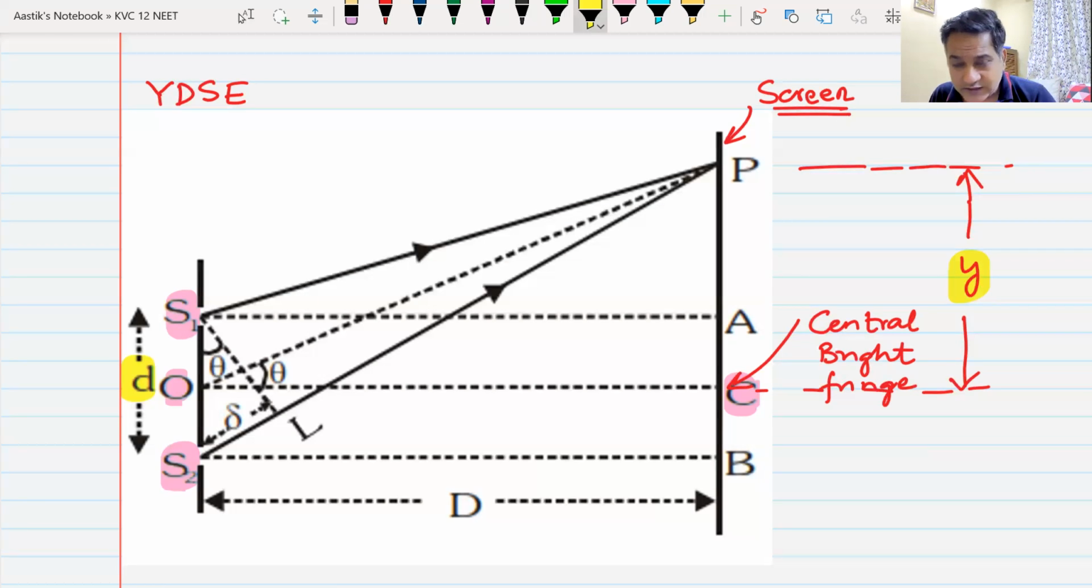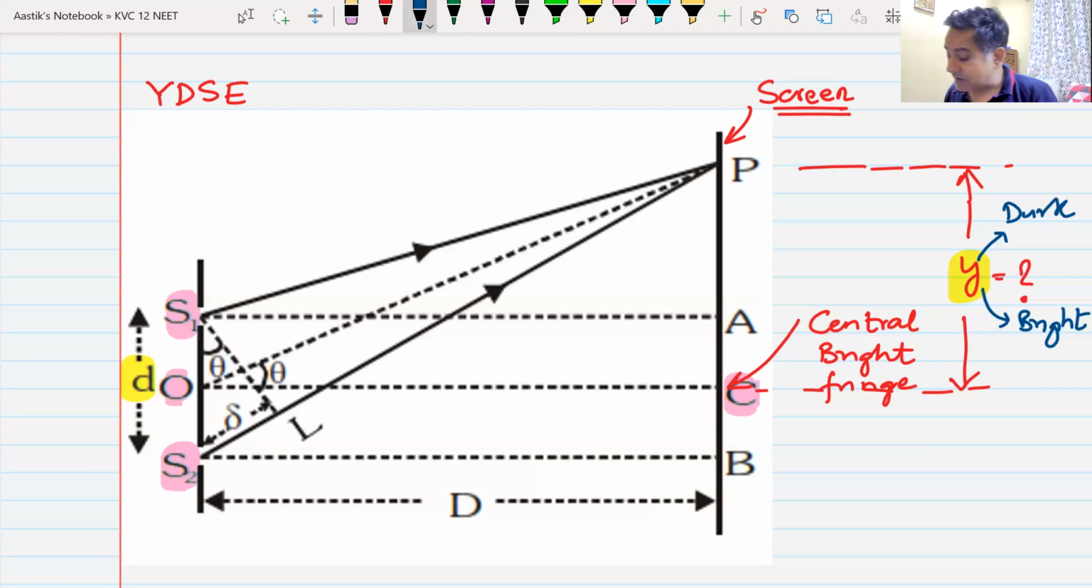For what value of y will you have a dark fringe, and for what value of y will you have a bright fringe? Do we understand this? Yes, sir. So basically we are supposed to find out for what value of y you will have a dark or bright fringe. That is the only concern that we have in this discussion.